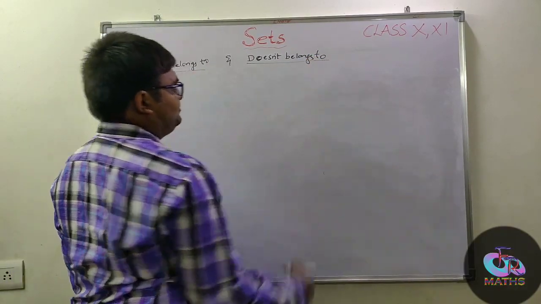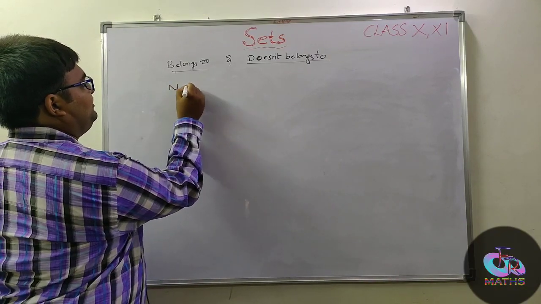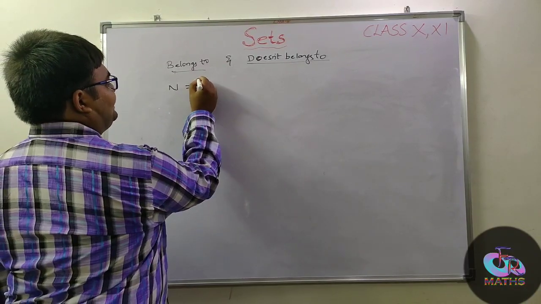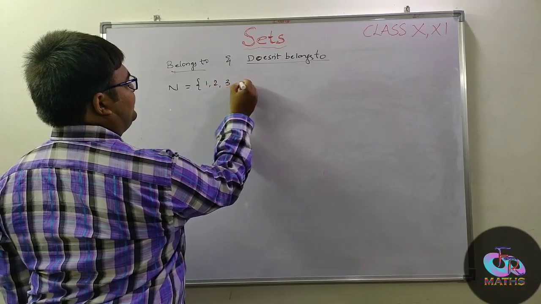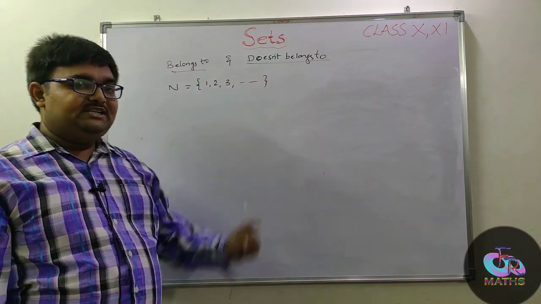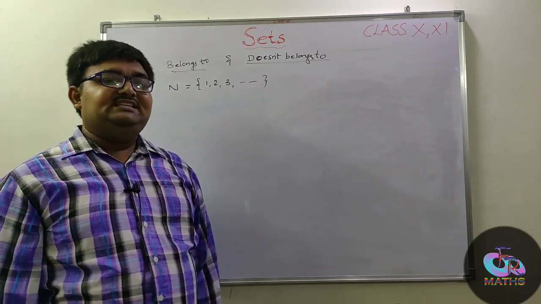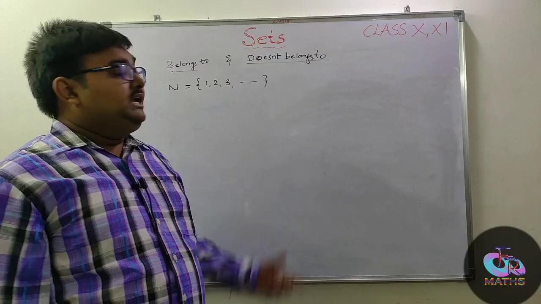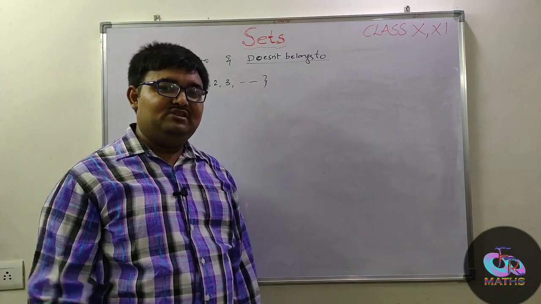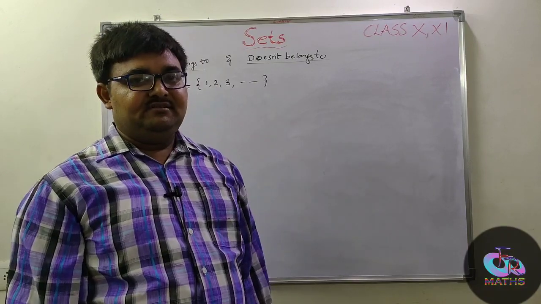Belongs to and does not belong to. See, already you know the set of natural numbers, right? So N is nothing but the set of 1, 2, 3, 4 and so on. Now these are nothing but the elements present in the given set. If you consider each and every element, you need to say whether they belong to the given set or not. So there are only two possibilities, right?